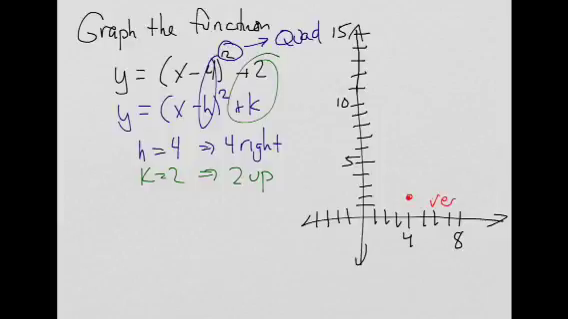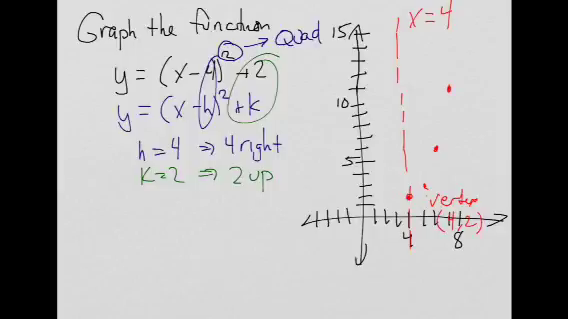So I'm going to go 4 right, 2 up, so I'll go over 4, up 2. There's my vertex, which is going to be 4, 2. My axis of symmetry is going to go right through the vertex, and that's going to be the equation x equals 4. Now I'm going to use my relationship 1, 3, 5. So I'll go over 1, up 1, over 1, up 3. Is going to be there. Over 1, up 5 is about there.